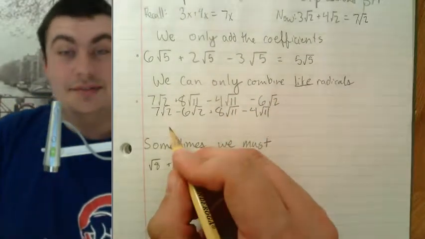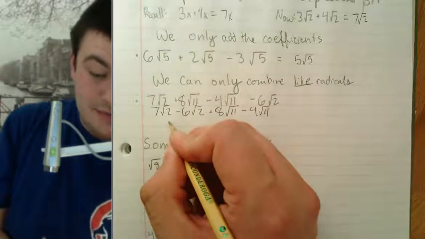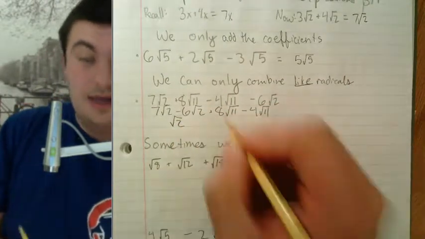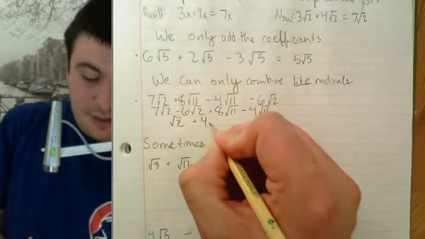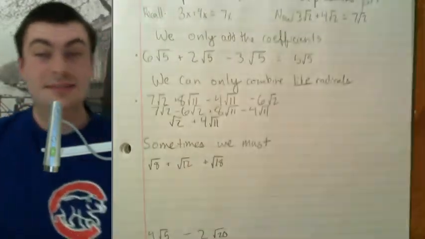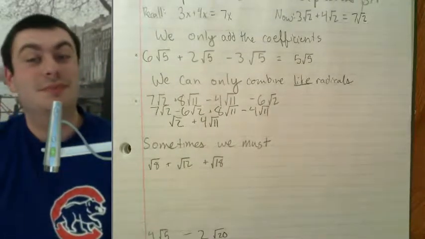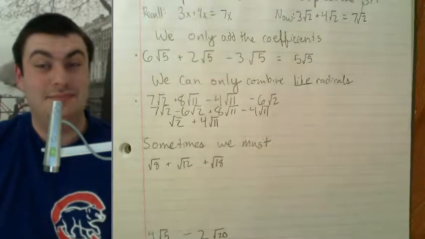Now we can combine 7 square root of 2 minus 6 square root of 2 and get 1 times the square root of 2. 8 square root of 11 minus 4 square root of 11 is 4 square root of 11, and that's all we can do. That is as far as we can simplify.